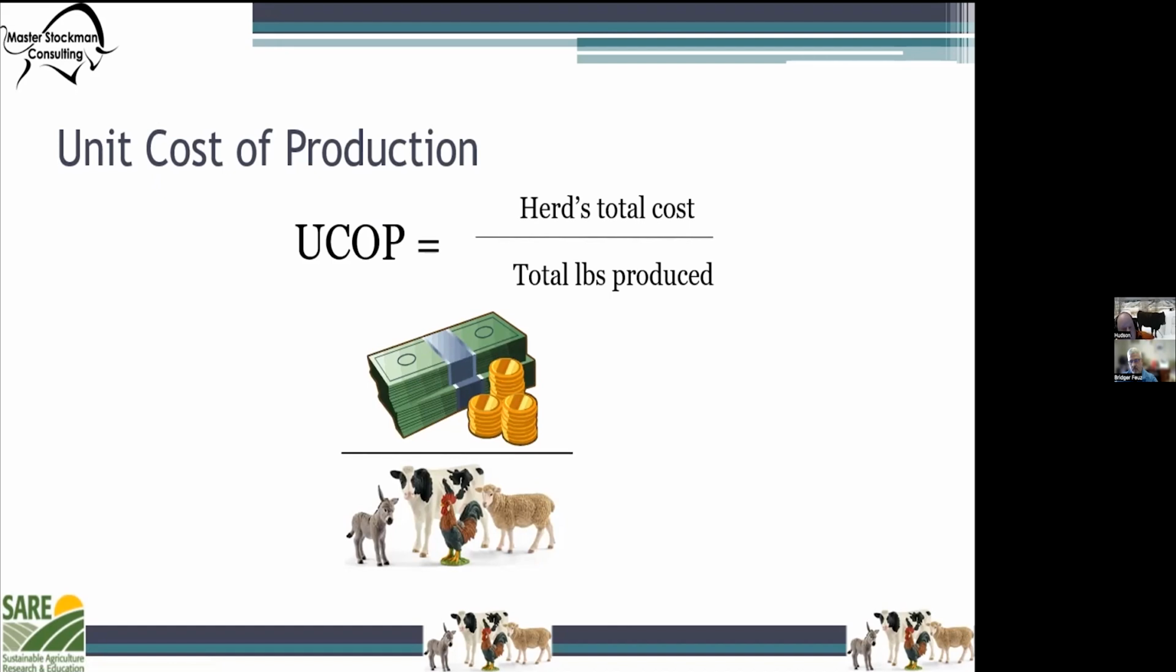And so what was the herd's total cost? So we put all the costs into that: mortgages, gas, feed, labor, and all those things that go into raising a lamb or a beef. And then underneath that, we'd say, well, we sold 10 head of beef at 600 pounds. That's 6,000 pounds. So unit cost of production is pretty easy to come up with as a starting point here.